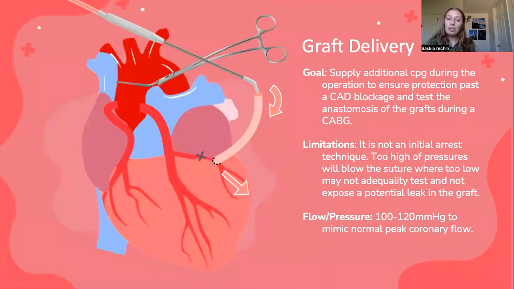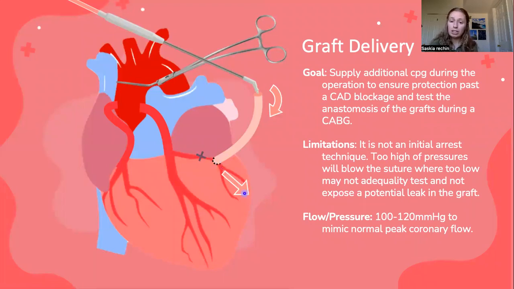Okay, and then last up is going to be your graft delivery. This is not an initial induction delivery method, but it does work very well for providing added protection as well as testing the anastomoses of your grafts with CABG. So you have the distal side sewn on, and then using either the line itself or an osteal perfuser, the surgeon will hold and deliver cardioplegia distal to whatever that blockage is through the graft.